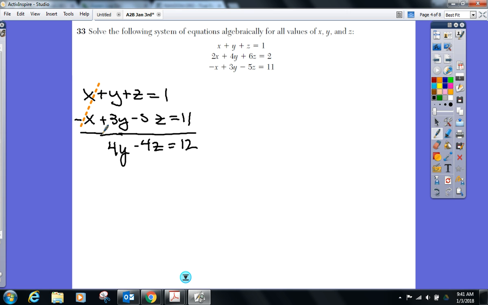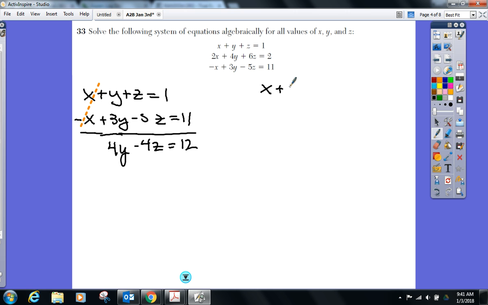Okay, you have decided to eliminate the x's. So now you need to pick another 2 equations and eliminate the x from them. I need something else with a y and a z in it that has no x. Your choice, which 2 equations you want to use. 1 and 2? Everyone all right with that? You could do 2 and 3 if you wanted to. That's fine.